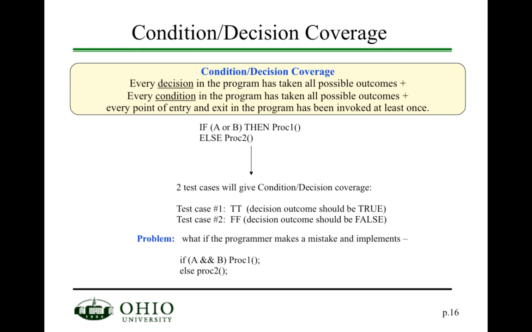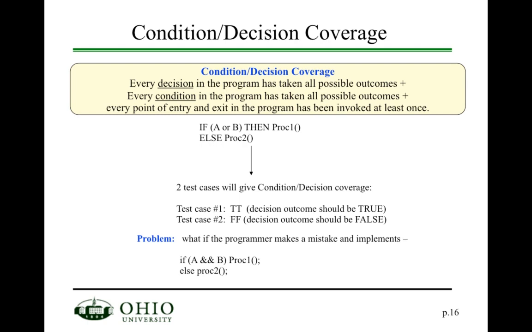Alright, so there's also a thing called condition decision coverage, which is kind of a combination of condition and decision coverage. In this case, every decision in the program must have taken all possible outcomes. Every condition in the program must have taken all possible outcomes. And every point of entry and exit in the program has been invoked at least once.